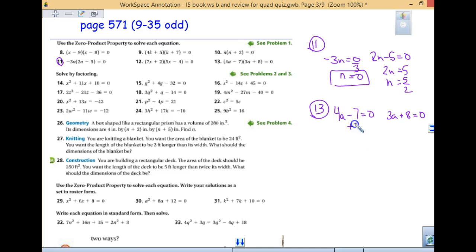This first one, you would add 7. 4a equals 7. Divide both sides by 4. A is equal to 7/4. You are done with the problem. One answer is A equals 7/4. The other answer is when you solve here, it should come out to be a negative 8/3. Show the work. I need to at least see you writing each one equal to 0.